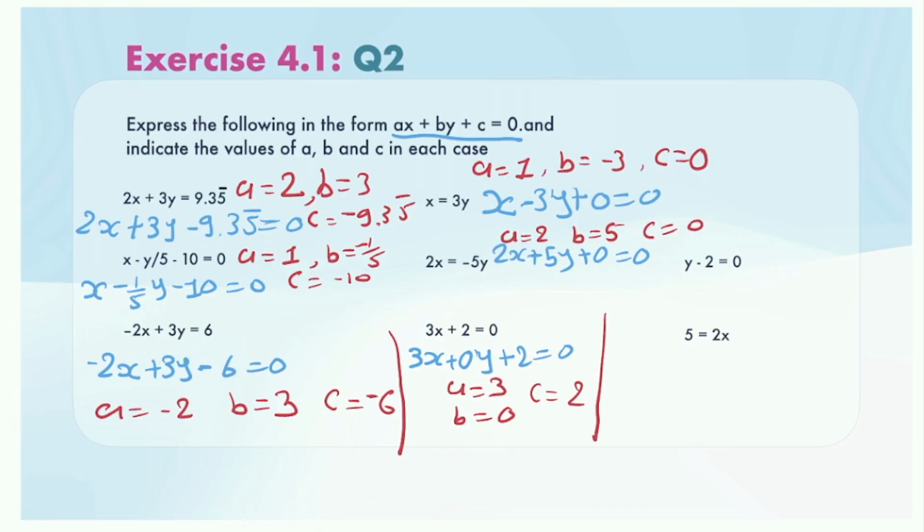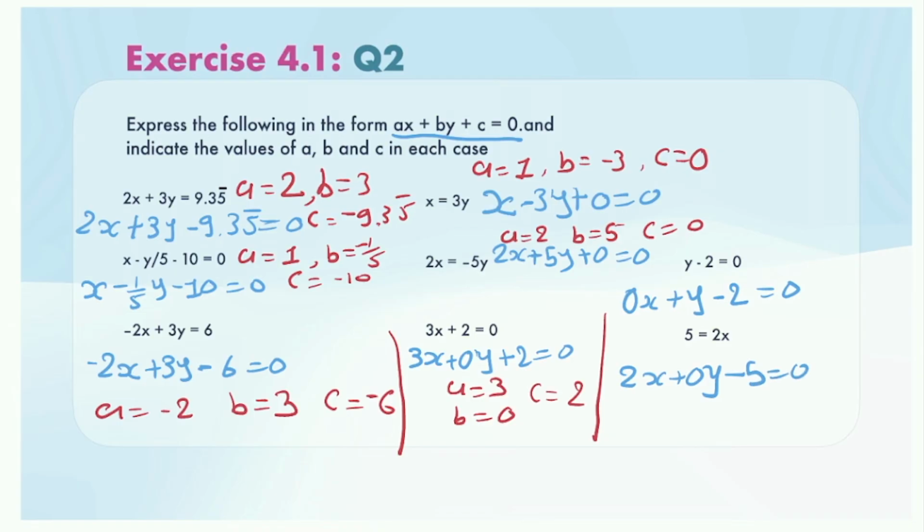Now we will see these two. The first is y minus 2 equal to 0. I don't have x here, so I can write 0x plus y minus 2 equal to 0. Very easy, right? In the same way, let me write this, and then I will write the values of a, b and c. Here I have 5 equal to 2x, so I will write in reverse direction. So it will be 2x plus 0y. Now if I put 5 on this side of the equation, it will be minus 5. So minus 5 equal to 0, right?